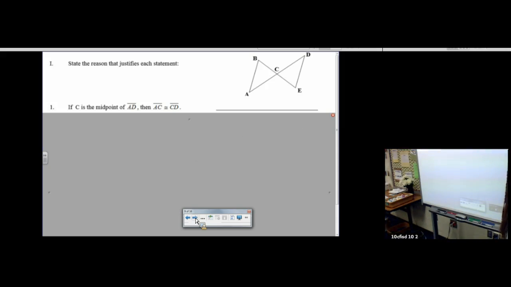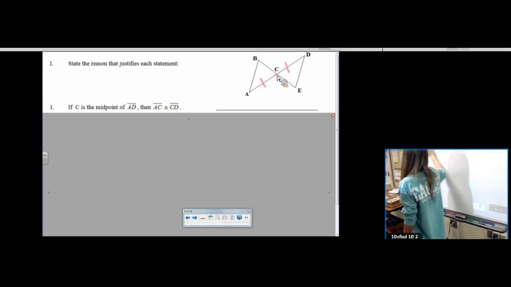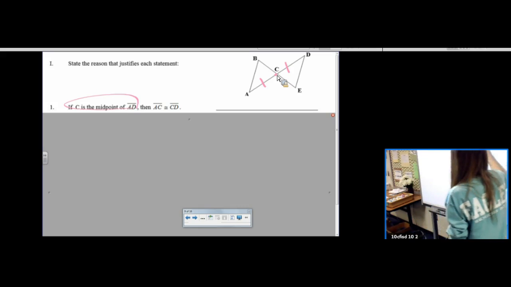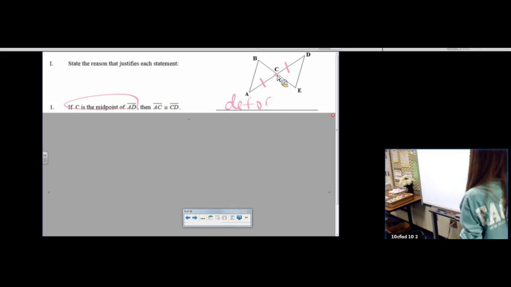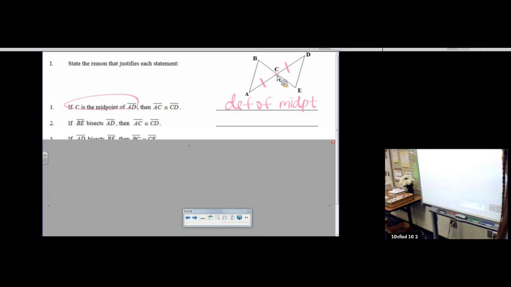Okay, I have a few more. Just literally the best way to do this is practice, practice, practice. The more you see of it, the quicker you'll be. If C is the midpoint of AD, then AC is congruent to CD. Like I said, a lot of times the answer is in the hypothesis. That is definition of midpoint. That's all there is to it.